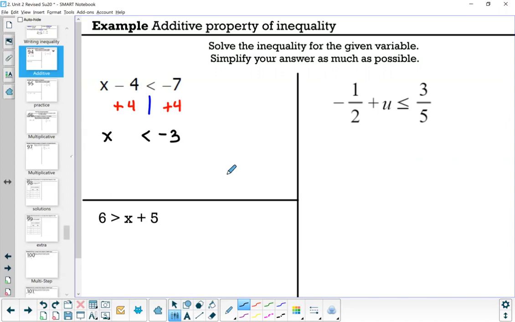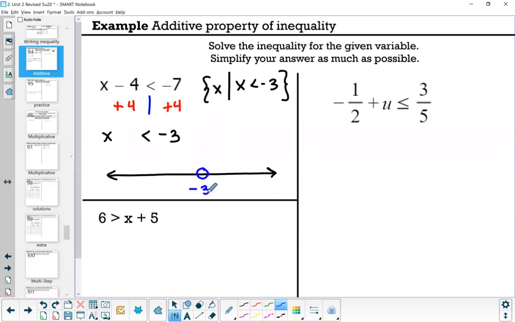In set notation, it would be a bracket, the variable, vertical line, x is less than -3. There's our set notation. For the graph, don't be fancy. Just put an open circle on the graph. Call it -3. And we're saying less than, so we're shading down. Sometimes students will get caught up with, well, I got to put 0 on the number line. No, actually you don't.